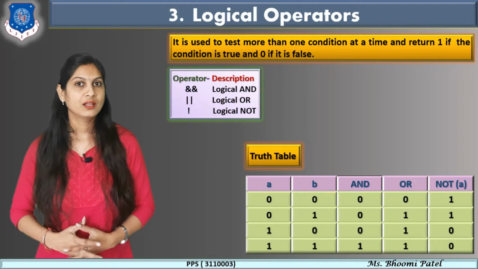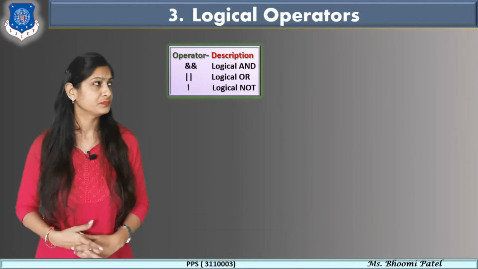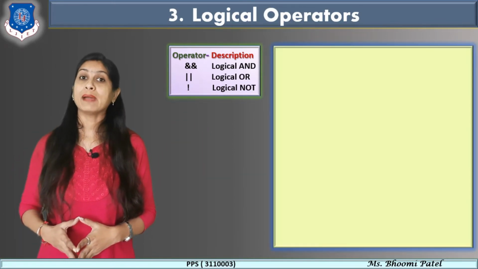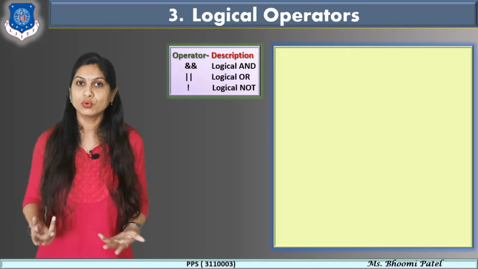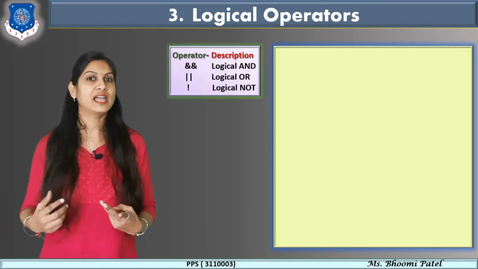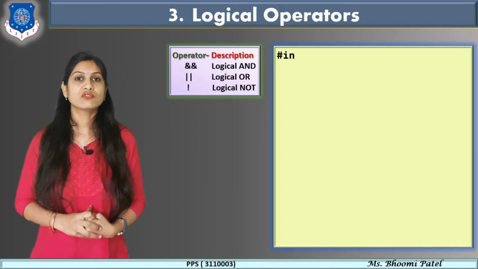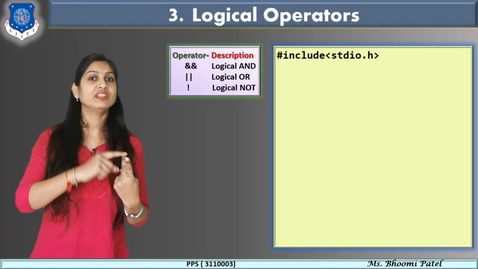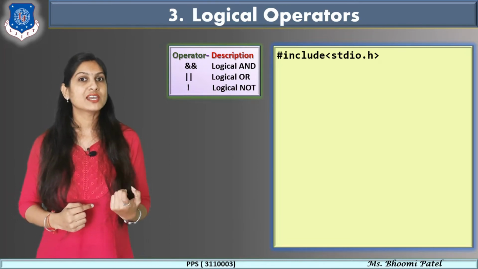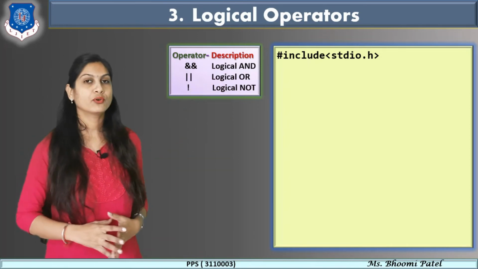Now move to the program. How is it useful in our C program? I am taking the same program, find the maximum, but instead of 2 numbers, now I have 3 different numbers and need to find the maximum from them. So at that moment what is our logic? We have to check A with B and A with C at a time. For that we use the logical AND operation. Let's see how in the program.